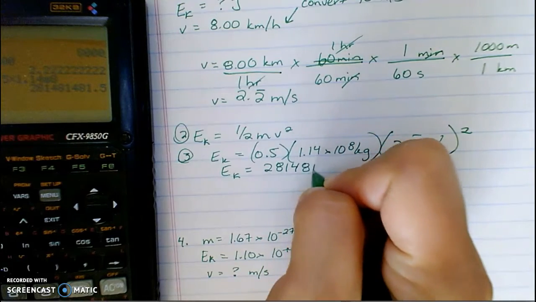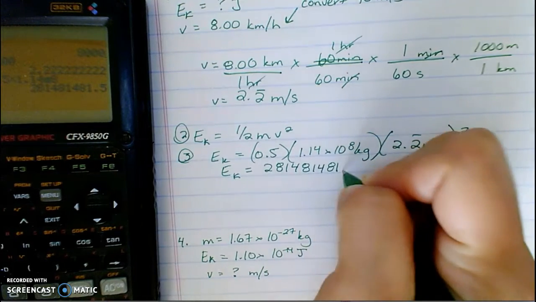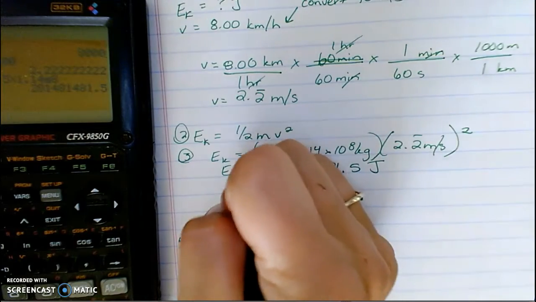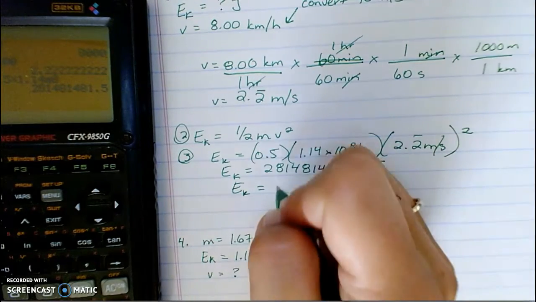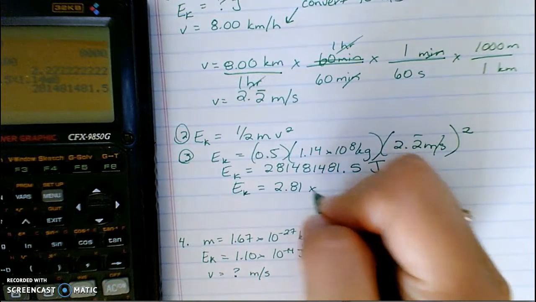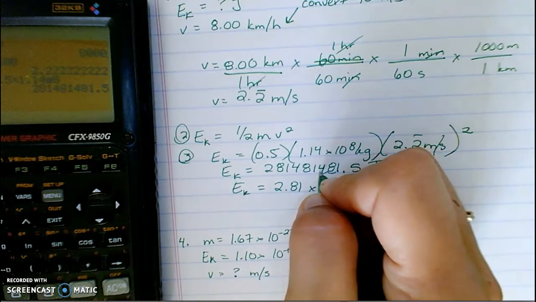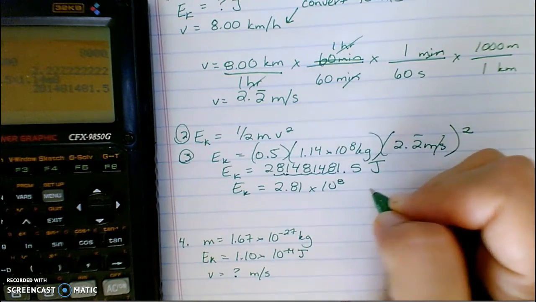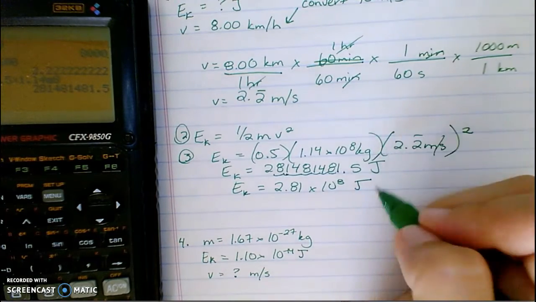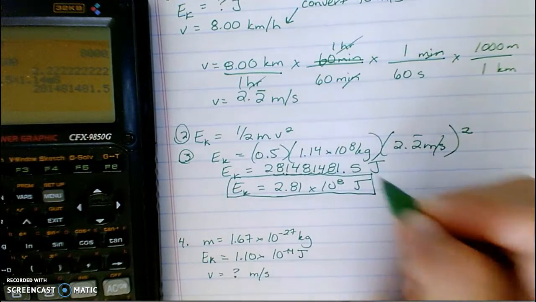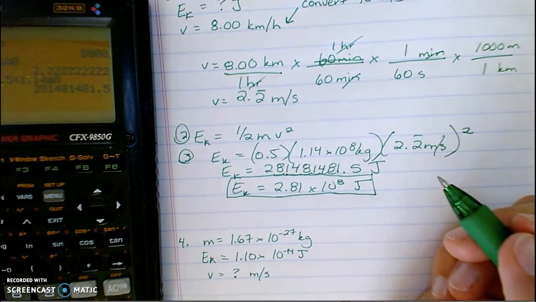81481.5 joules, but that's not how we write things. Okay, so we're going to put the kinetic energy is 2.81 times 10 to the 1, 2, 3, 4, 5, 6, 7, 8. 10 to the 8 joules. Okay, or 281 megajoules would be another good answer. Okay, but I usually put things in joules.